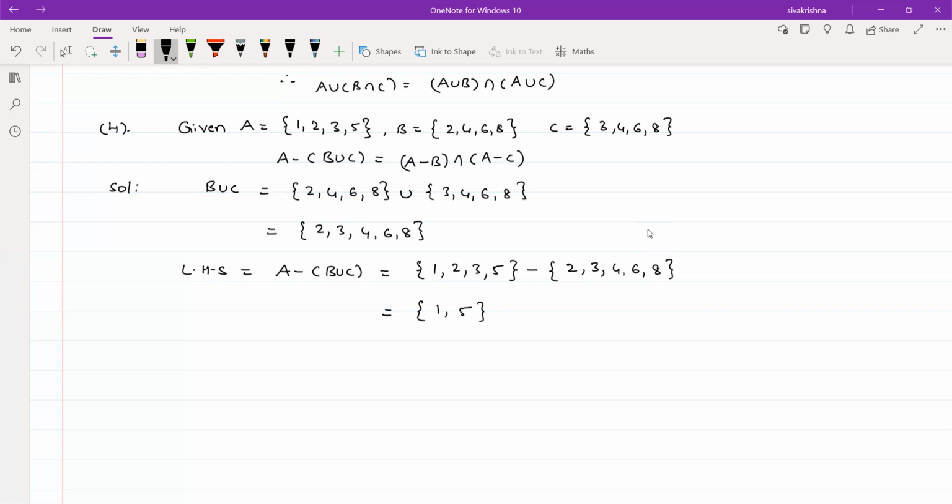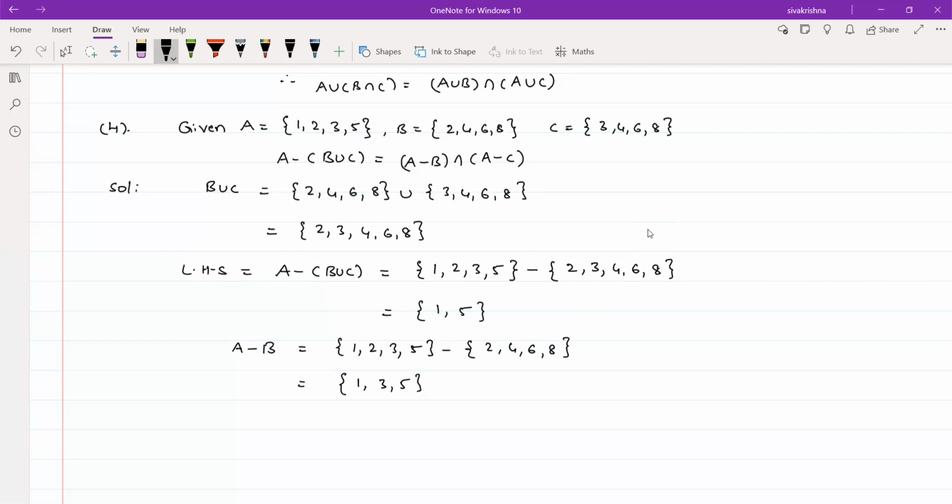So now coming to the RHS, first we have to find A minus B. Okay, so I am finding A minus B. Once again, A is nothing but 1 comma 2 comma 3 comma 5 minus B is 2 comma 4 comma 6 comma 8. Those elements which are common in both the sets, we can't write in the difference. Here 2 is the only element common in both the sets, so we can't write 2, and we get 1 comma 3 comma 5 as the answer of A minus B. The remaining elements are not common in both the sets, so we write 1 comma 3 comma 5.